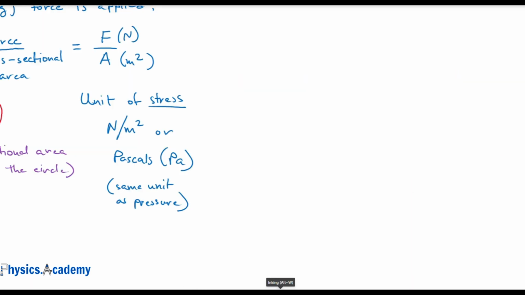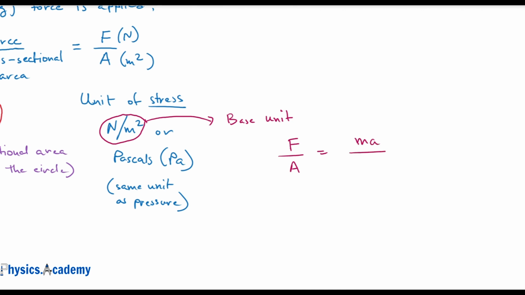Often in A levels, you will see that units are asked to be expressed in terms of their base units. So let's try to see if we can convert the newtons per meter squared in terms of its base units. Whenever we are expressing something in terms of base units, it's useful to start off with an equation. So we can express newtons per meter squared as force over the area. So we know force is equal to mass times acceleration, and area of a circle is pi r squared.